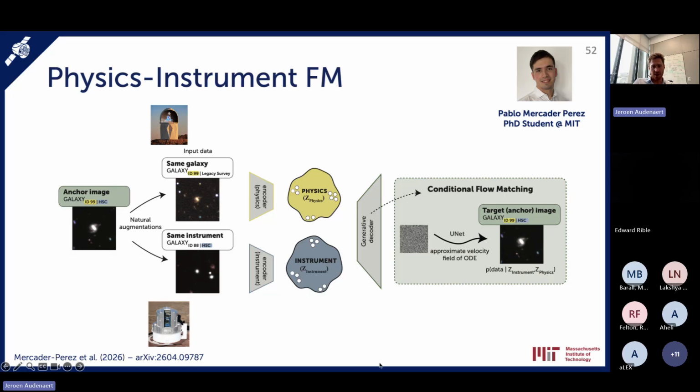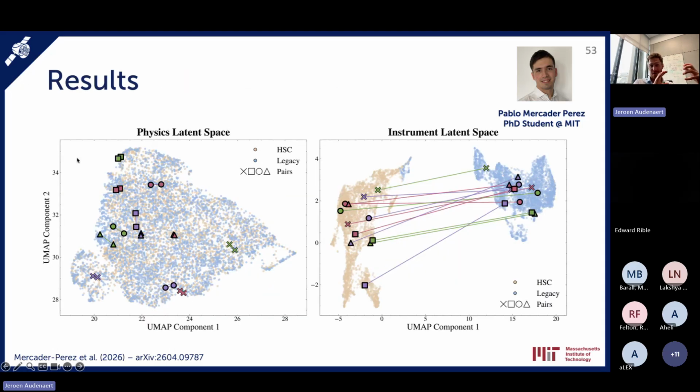And the results I'm showing in the next slide, it actually seems to work very well. On the left side, you see the physics latent space, color coded according to HSC and Legacy Survey, and you see there's no specific correlation at all. And then the colors and the shapes represent the different types of galaxies, just to show that they are rather closely matched together.